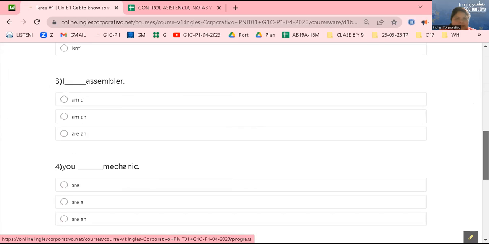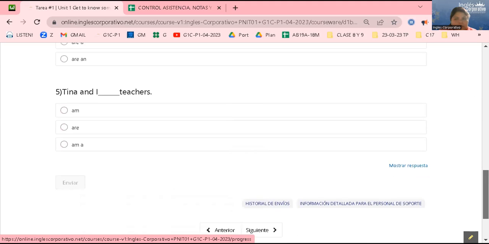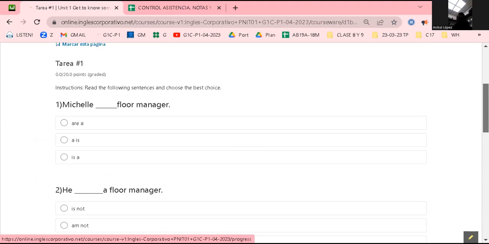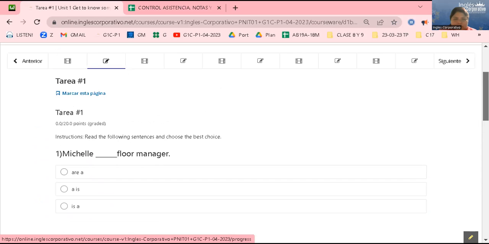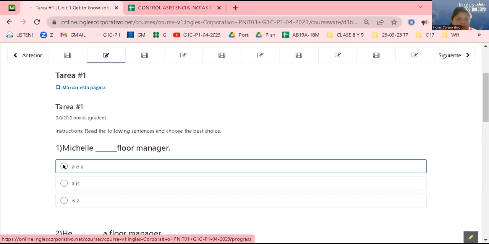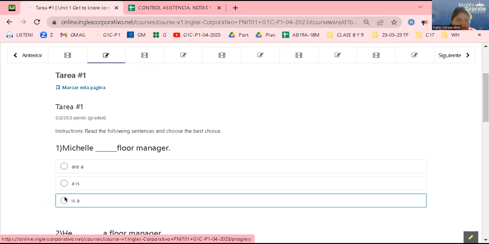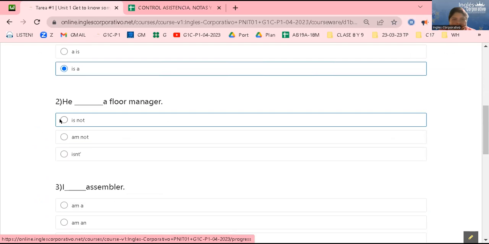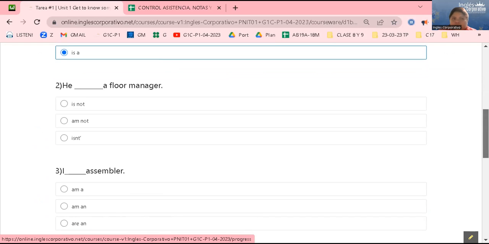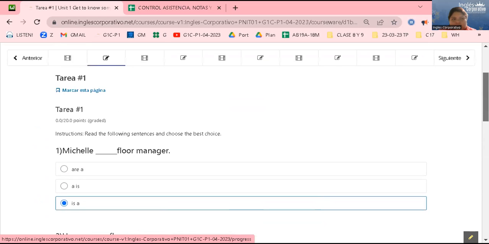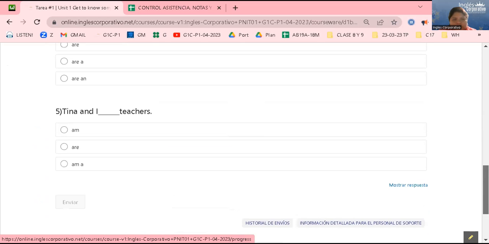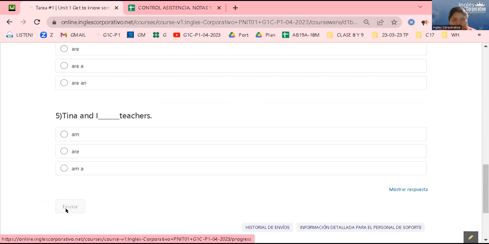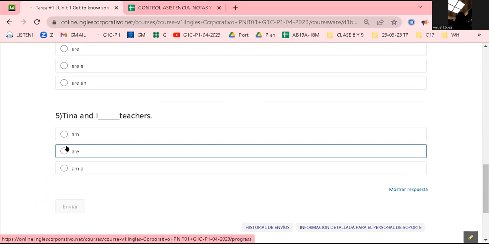Ahí tiene la primera tarea, tarea 1, y usualmente aparecen 5 preguntas. Acá hay 5, como un checklist, ¿verdad? Son ejercicios de opción múltiple, no de llenar. Solamente va marcando la opción múltiple. Por ejemplo, Michelle is a floor manager. Usted solo va seleccionando. Bueno, no todos los ejercicios son así. Algunos son de escribir, pero usualmente son 5 actividades. Al final, usted le da clic acá en enviar.